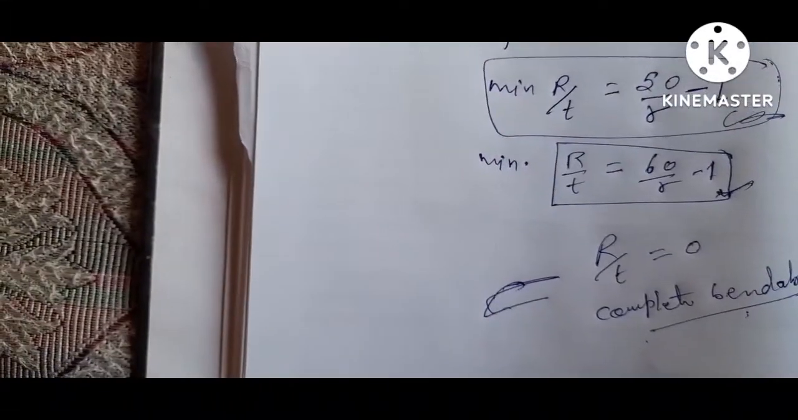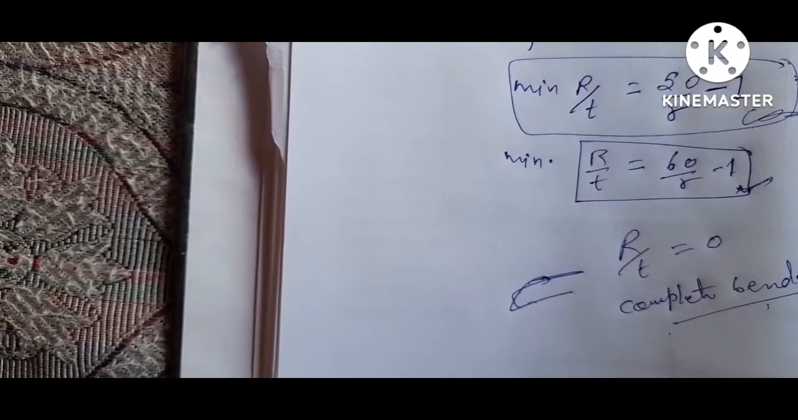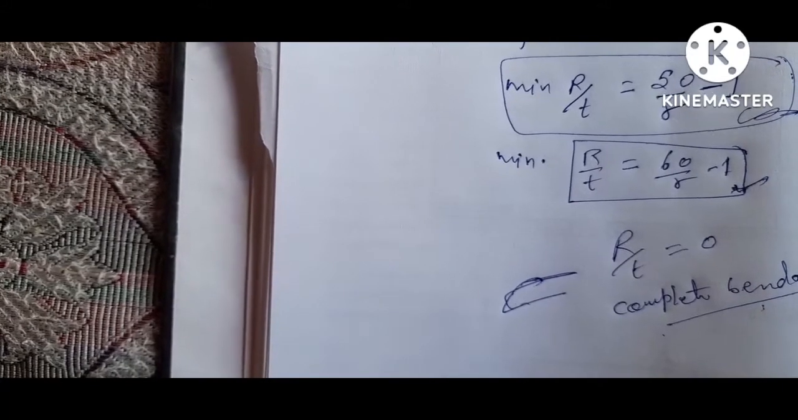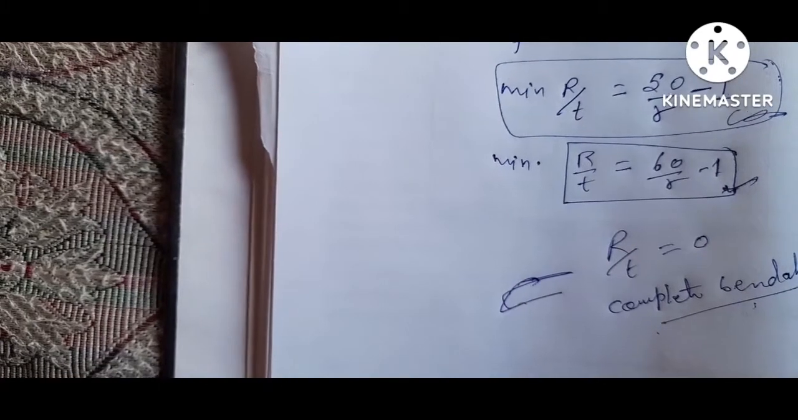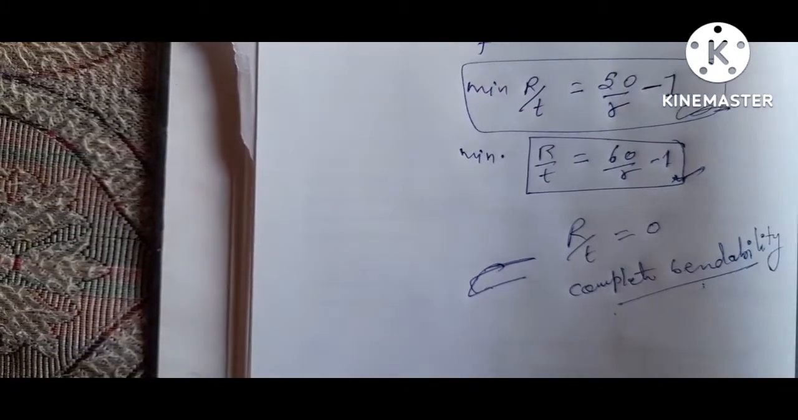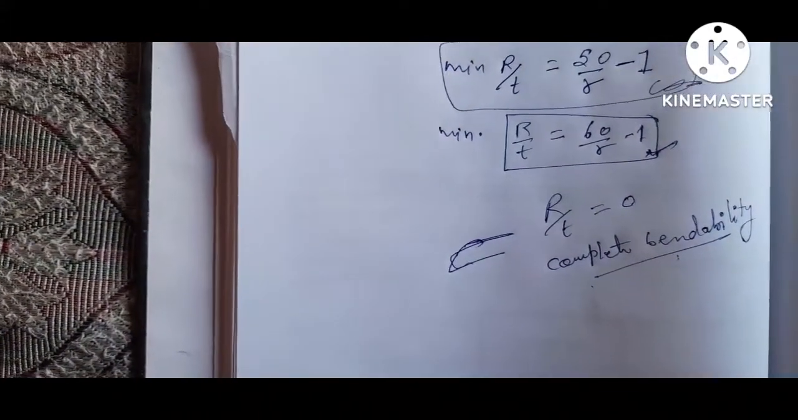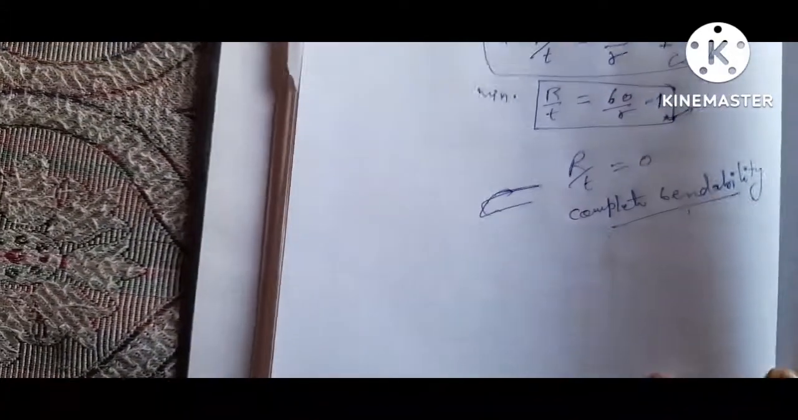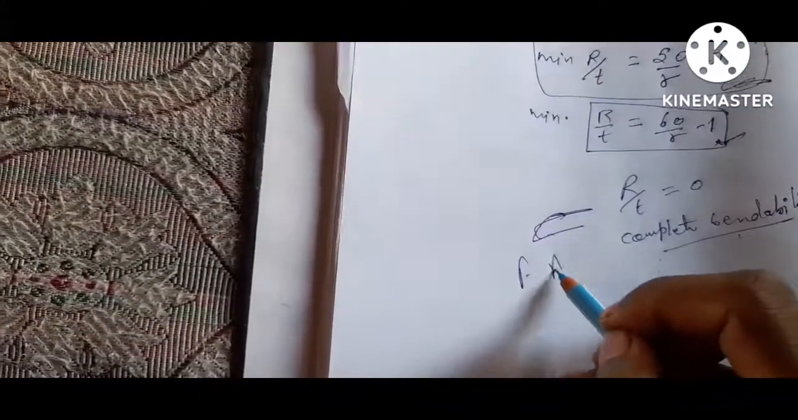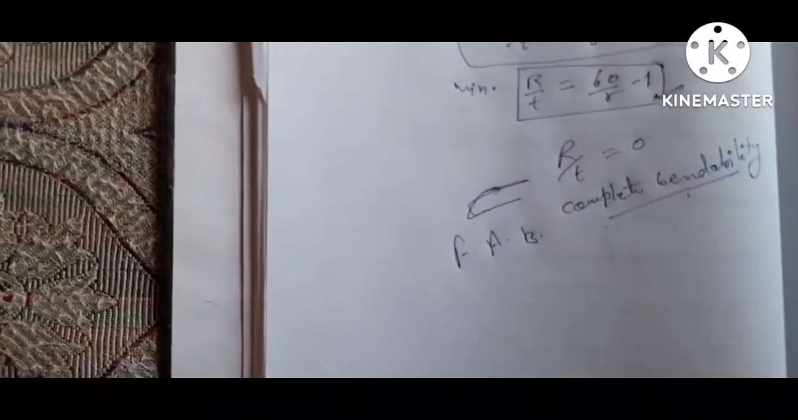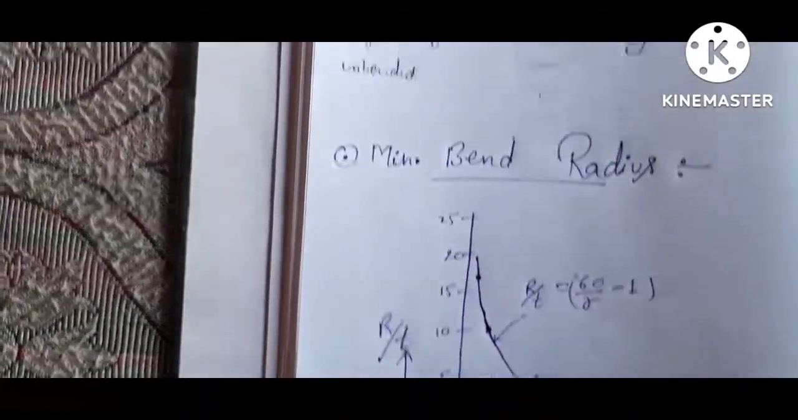Friends, at a tensile reduction of area of 50%, this percentage is the same value obtained for spinnability of metal. That is, a material with 50% reduction of area is found to be completely spinnable. In the next video we will discuss factors affecting bendability, and we will also discuss what this graph shows. So friends, I hope you enjoyed this. Thank you.